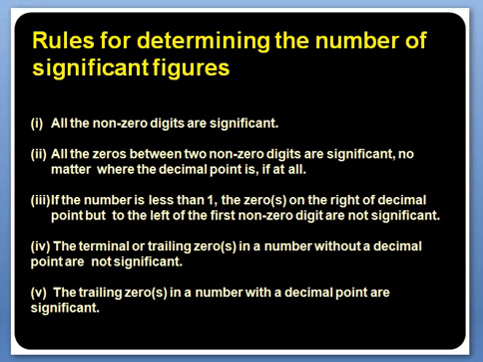See the fifth rule: the trailing zeros in a number with a decimal point are significant. The trailing 0 in a decimal number is a significant figure. For example, 2.025. In 2.025 the 0 is also included in significant figures. So in 2.025 the total significant figures are how many? Very good, 4.